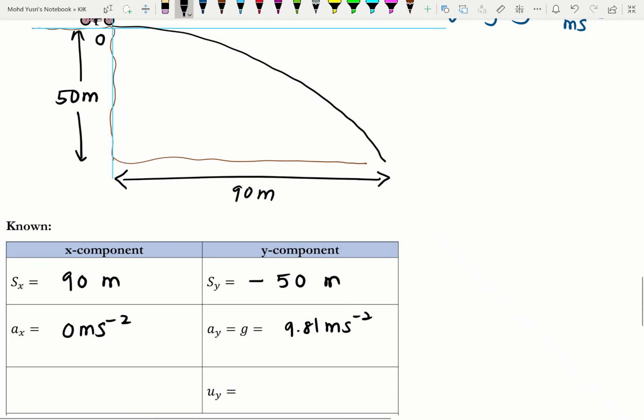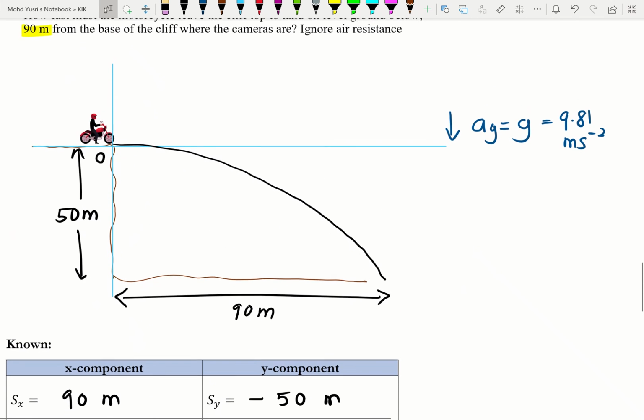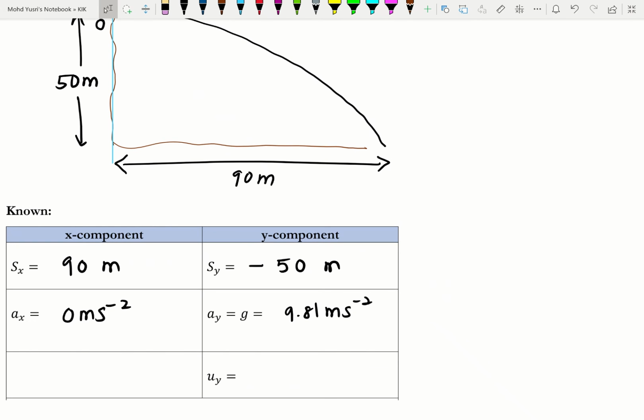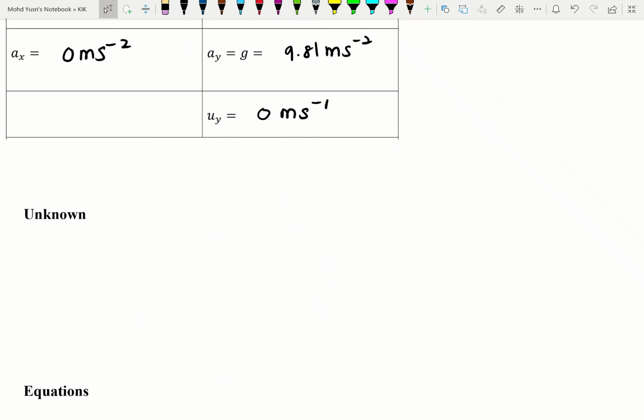And since the motion is horizontal projectile motion, the object initially moved in x component. There is zero initial velocity in y component. So uy is equals to 0 meter per second. So that is a known value. How about the unknown value? Now the unknown value could be more than 1. Let's try to identify the unknown value.